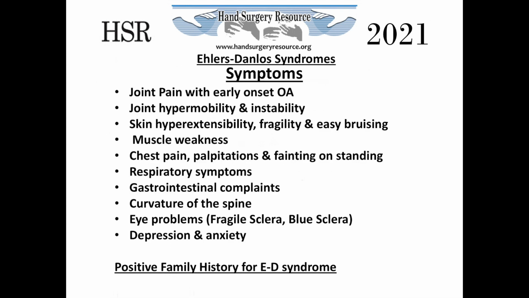The symptoms of Ehlers-Danlos syndrome include joint pain, sometimes with early onset osteoarthritis, joint hypermobility, joint instability, skin hyperextensibility, skin fragility, and easy bruising. In addition, these patients complain of muscle weakness, chest pain, palpitations, and fainting upon standing. Also, they report respiratory problems, GI complaints, spinal curvature problems, eye symptoms, depression, and anxiety. It is not infrequent that there is a positive family history for Ehlers-Danlos syndrome.